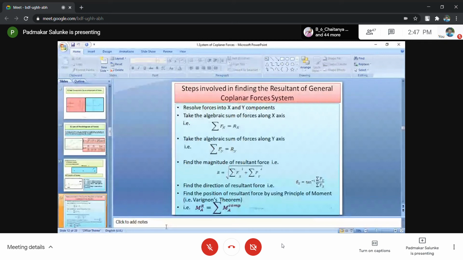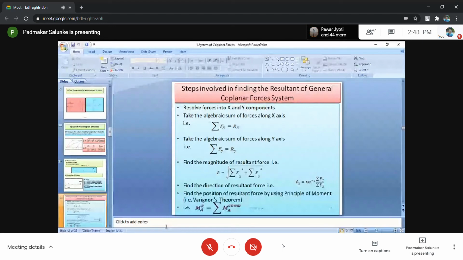The second and most important step is what? Take the algebraic sum of forces along the x-axis. That is called summation of Fx, or that itself is called the x component of the resultant. Next, that is the third step. Take the algebraic sum of forces along the y-axis. It is denoted by the summation of Fy, or maybe called Ry.